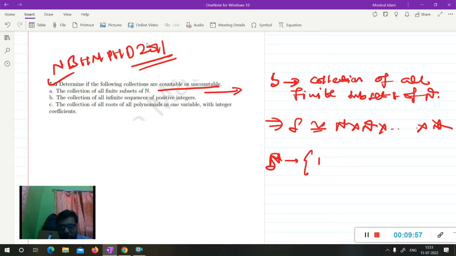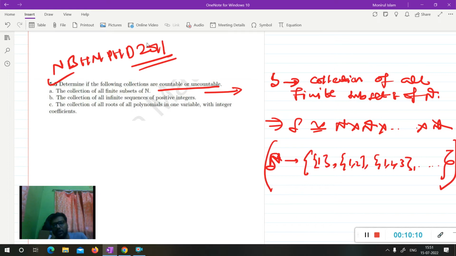S consists of sets with members either {1}, or {1, 2}, or {1, 2, 3}, and so on. Each such set will be in S. So you can easily see that S is equivalent to the set N cross N cross N. Now if you take its cardinality, the cardinality of S is the cardinality of N cross N cross N.